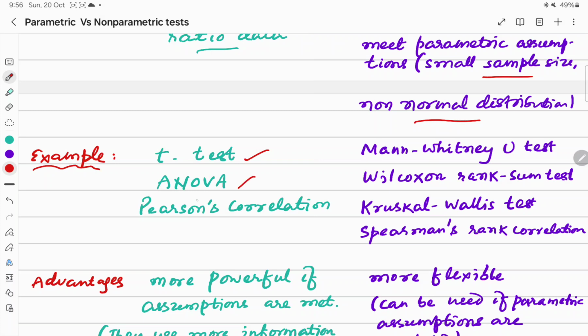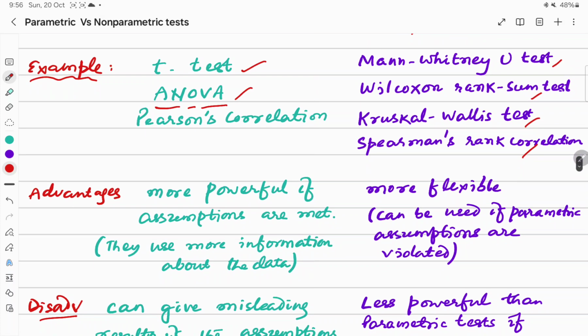Some of the examples of parametric tests are t-tests, ANOVA, analysis of variance, and Pearson's correlation. Examples of non-parametric tests: Mann-Whitney U-test, Wilcoxon rank sum test, Kruskal-Wallis test, Spearman's rank correlation. The advantages: parametric tests are more powerful if assumptions are met, because they use more information about the data, so we call them more powerful.